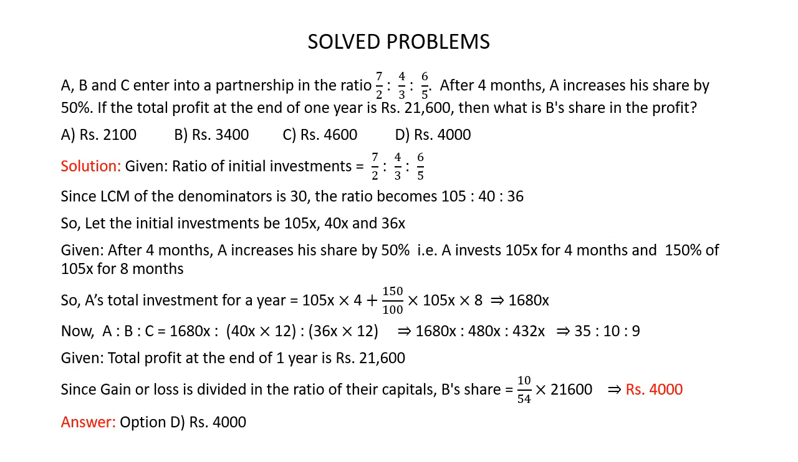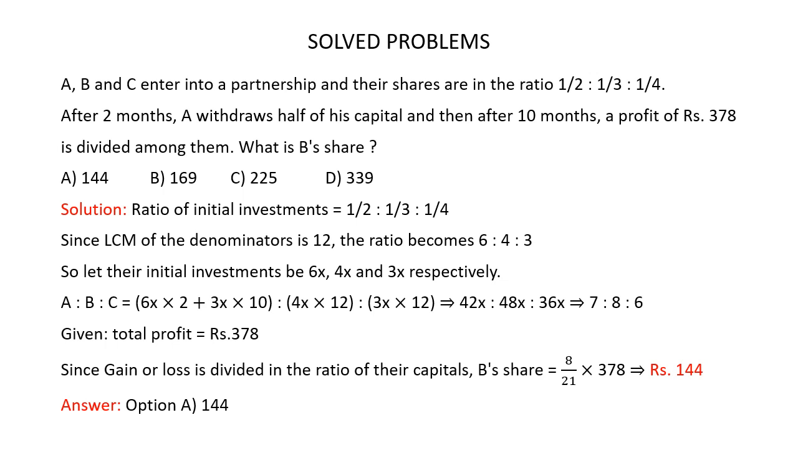So the total profit of 21,600 is shared in the ratio of 35 is to 10 is to 9, where B's share is 10. So B's share is 10 by 54 multiplied by 21,600, which is rupees 4,000. So B's share in the profit is rupees 4,000. So the correct answer is option D, rupees 4,000.